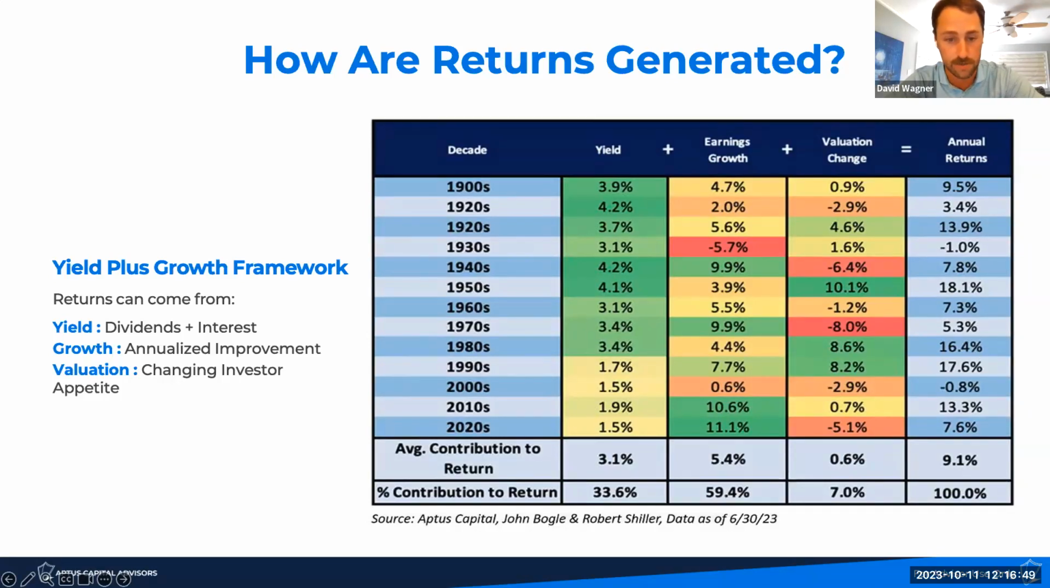And when you look over longer periods of time, longer periods of history, dividend yield tends to contribute about 35% to total long-term returns. Earnings growth, well, it tends to be about 60%, all right, contributory to long-term returns.